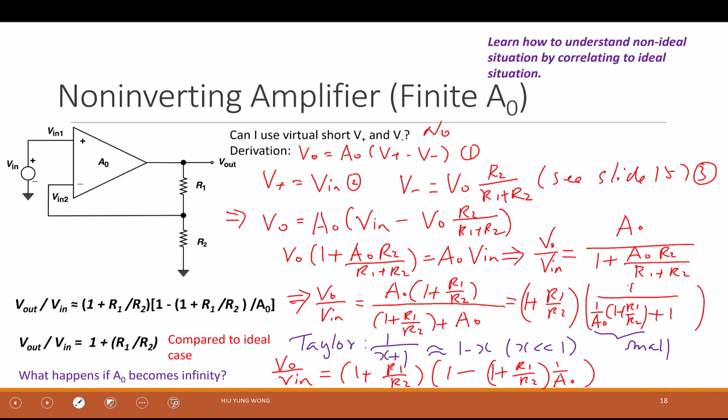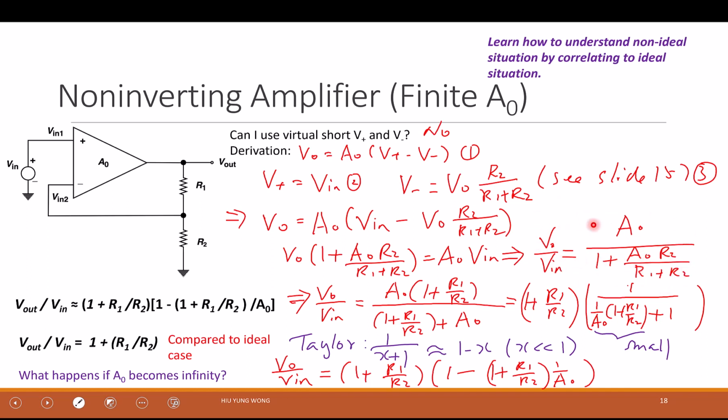It's messy. But the main point in this slide is that when we do the finite A0, we use this equation. And then we just use KCL, KVL, potential divider, whatever you know, to get rid of this V plus and V minus that we don't want. And then eventually we group them as V0 divided by V in. And that is just math, not important.